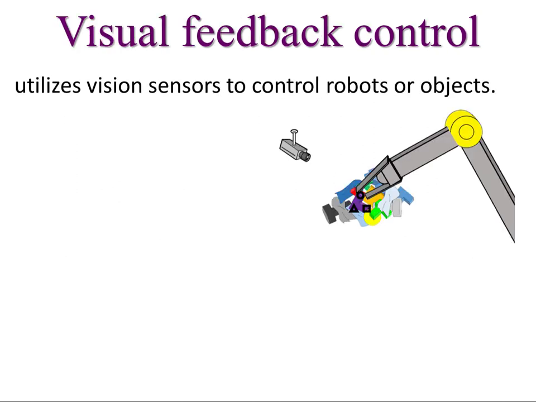The method of controlling a robot using visual information acquired from a camera is known as visual feedback control or visual servo. Since humans carry out a variety of tasks by using visual information, the development of visual feedback control is important for robots to perform a variety of tasks like humans do.